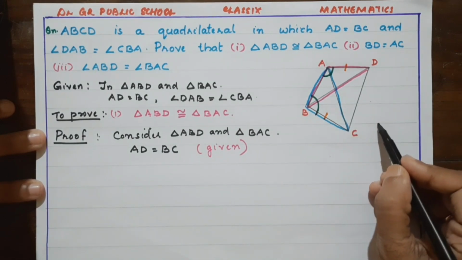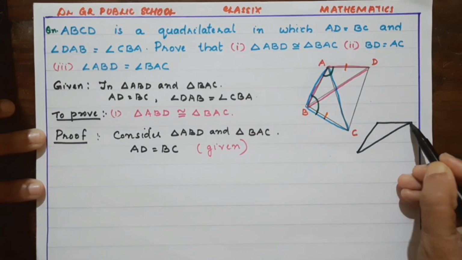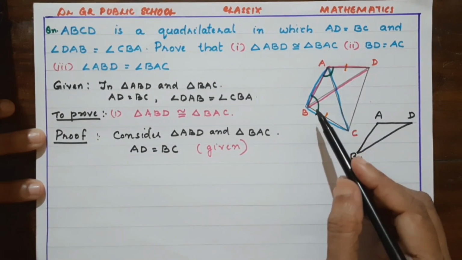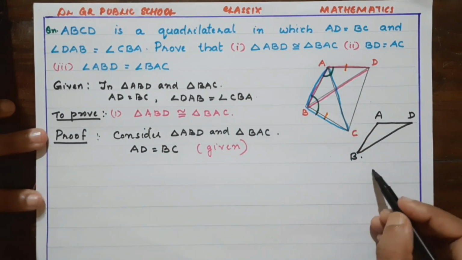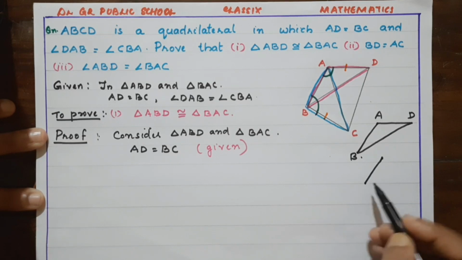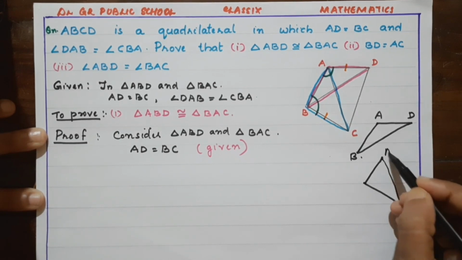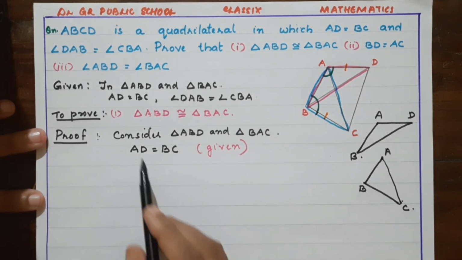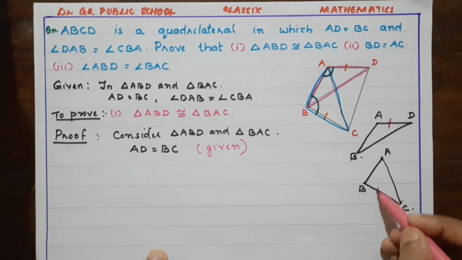Okay, let's see. Here I am drawing the two triangles. This is the first triangle, D, A, B. And which is the second triangle? The second triangle is BAC. So it is coming like this, isn't it? A, B, here C. Now we already wrote one pair of equal sides, it is AD and BC.